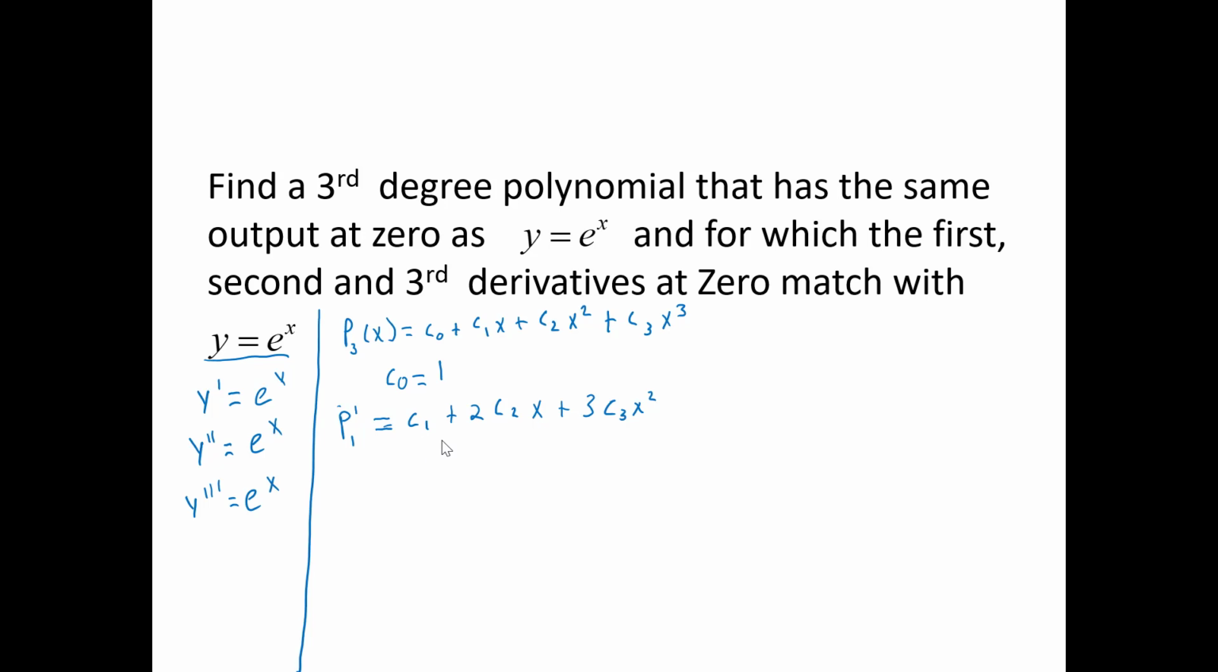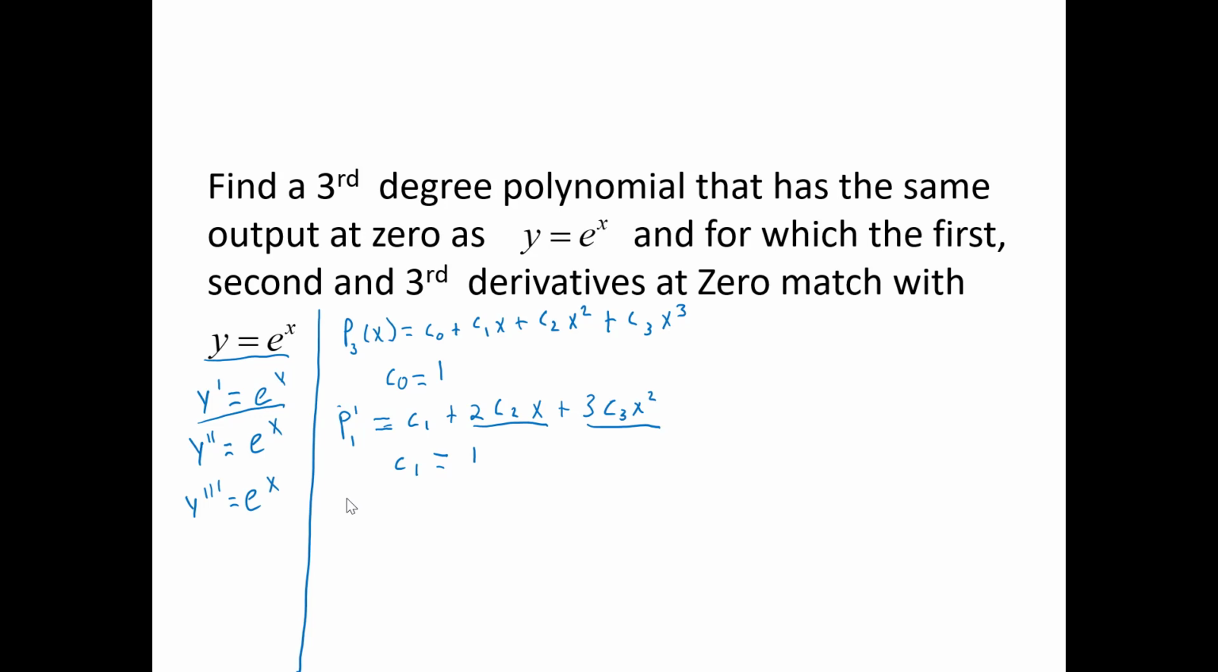When you put in 0, then this term and this term and this term will go away, and you'll just get C1. And when you put 0 into the derivative of the original function so that they match, you will get 1 again. And so then C1 is 1, which matches the tangent line, right?